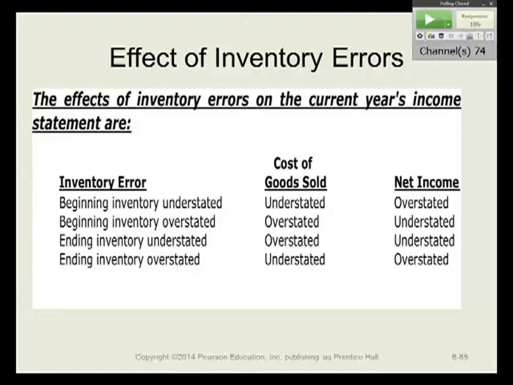The problem here is that instead of having an ending inventory of 250, which it should have been, you overstated it by 30. So that beginning inventory is the same, purchases are the same, goods available are the same. When you subtract out the ending inventory of 280, you get a cost of goods sold of 120 versus the cost of goods sold of 150. So cost of goods sold is lower by 30, but profit and net income are higher by 30. So the lower the cost of goods sold, the higher the profit. So the higher the ending inventory, profit is overstated.